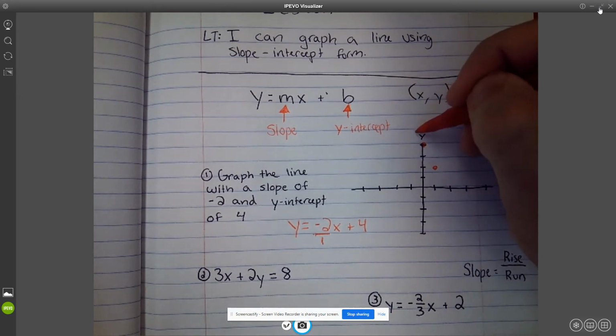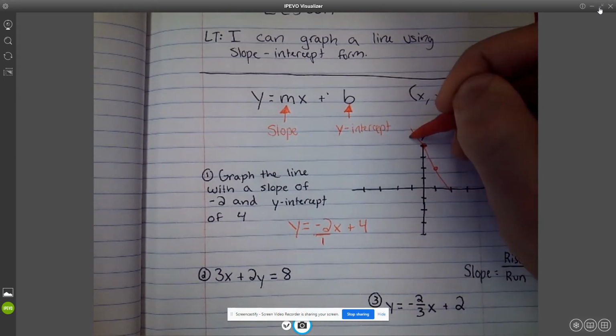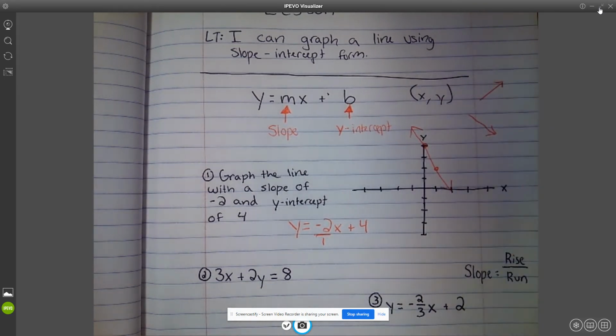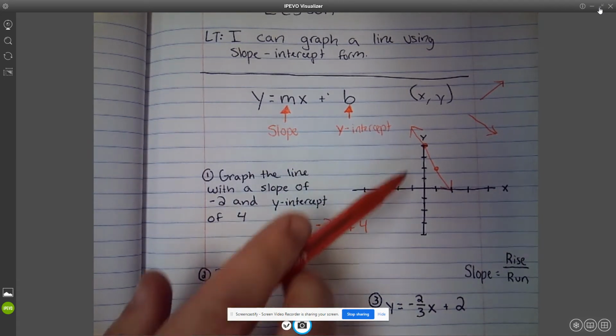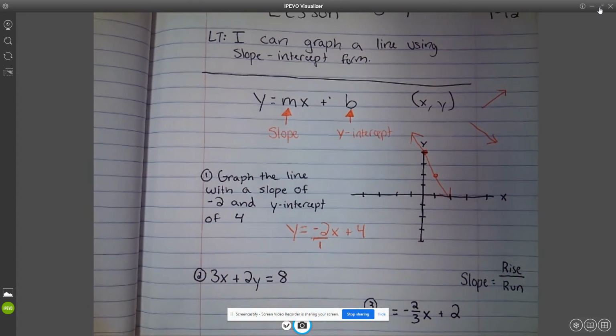And then now, since we have 2 points, we can make a line. And we just graphed the line with a y-intercept of 4 and a slope of -2. You can see the slope going down, and there's the y-intercept.